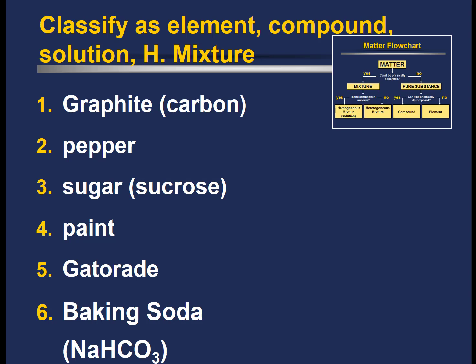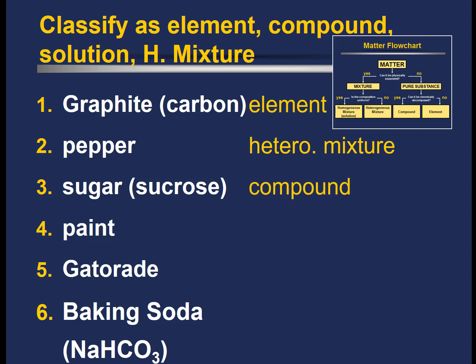So graphite is actually carbon, and those are just a different name. Graphite is a different name for carbon, and I can see carbon is on the periodic table, so this is an element. Pepper, if you look at pepper, it has black and gray and sometimes white little colors, and so those different colors tell me that it's a heterogeneous mixture. Sugar or sucrose, we talked about this. This is a compound that has a formula.